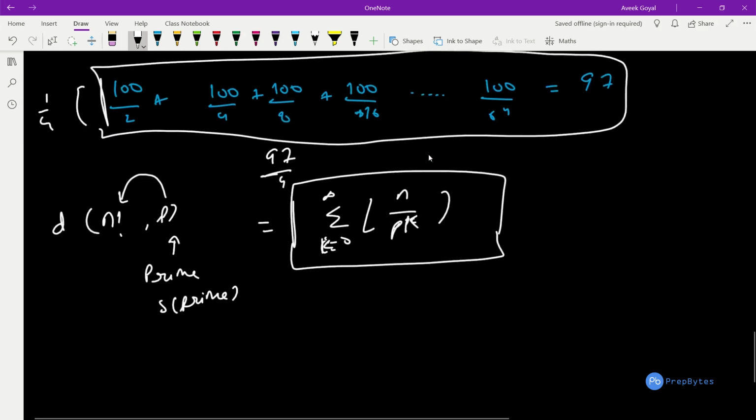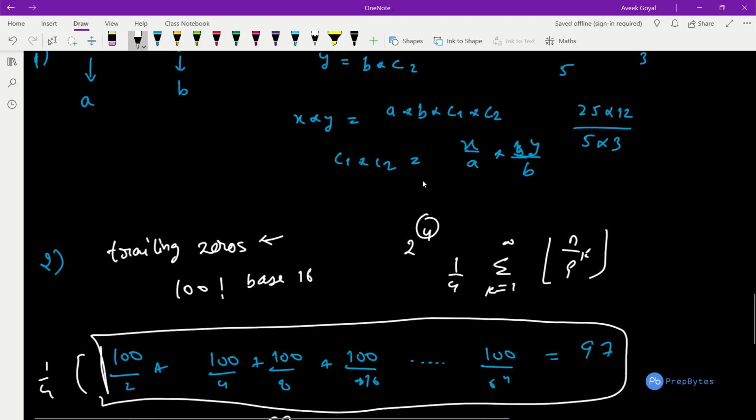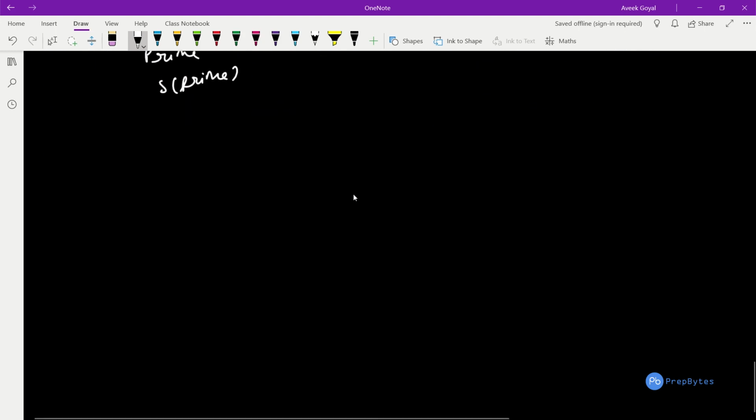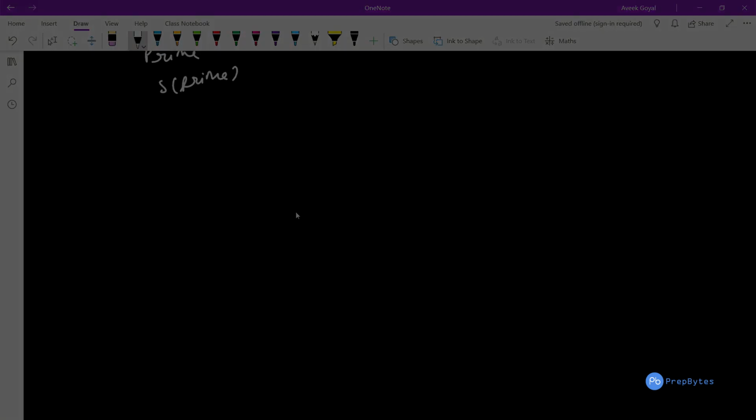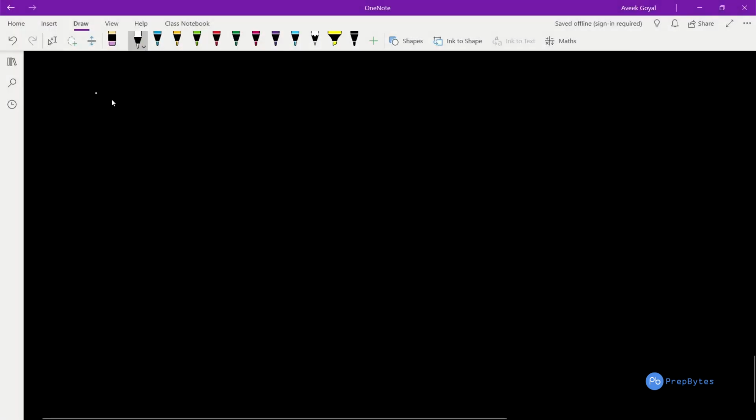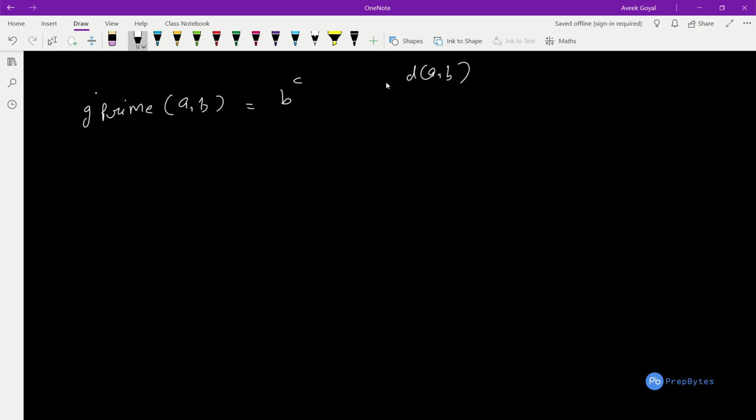Okay, so after these two mathematics parts that we have just seen, now let's move on to our problem statement, the logic part. Let's begin. Here g prime of a comma b will give me b to the power of c. Now I do not know what c is, so let me write a function for c. Let's say the function for c is d of a comma b. It will calculate c.